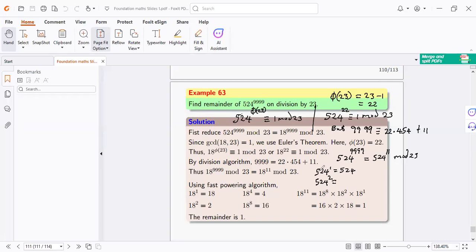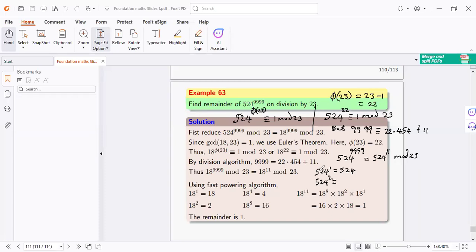Then 524 raised to 2, I square what I have above. Let me just use my calculator. And then remember, it's mod 23. So 524 times 524 is giving me 274,576. Let me divide that by 23. It goes there 11,938 times. What will be the remainder?